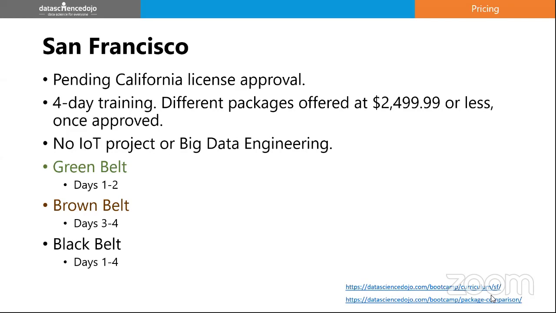And then we offer 3 different packages, which are offered at less than $2,500. You would be looking at the green belt, which is days 1 through 2, so that could be compared with Dojo 2. You have brown belt, which is days 3 through 4, and then black belt, which is days 1 through 4. And again, I've included a couple of links at the bottom of this slide for you to compare the packages here, as well as the curriculum. Again, it's the same curriculum, just minus day 5.